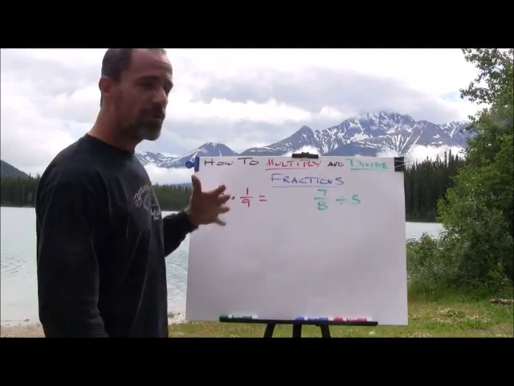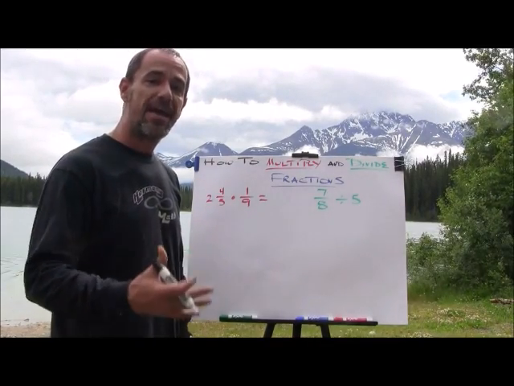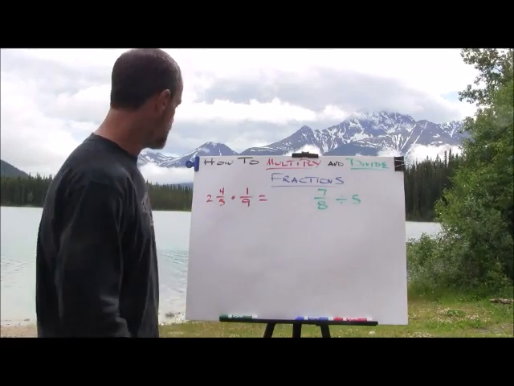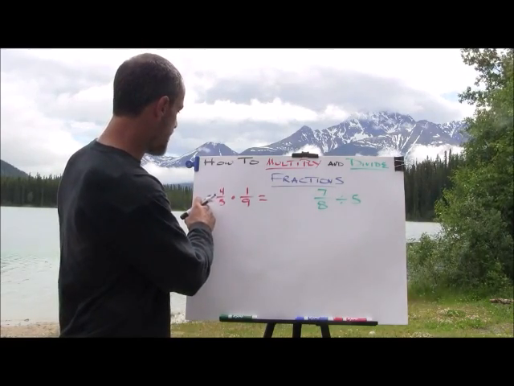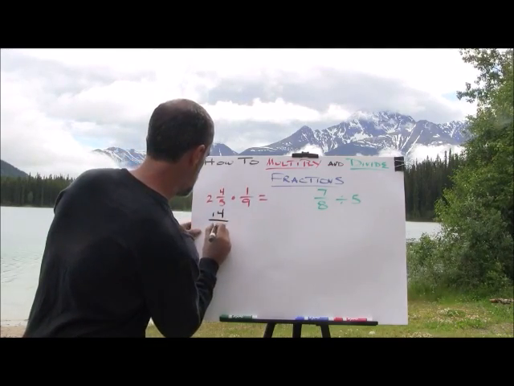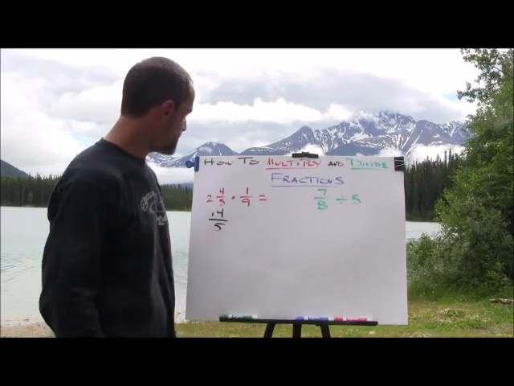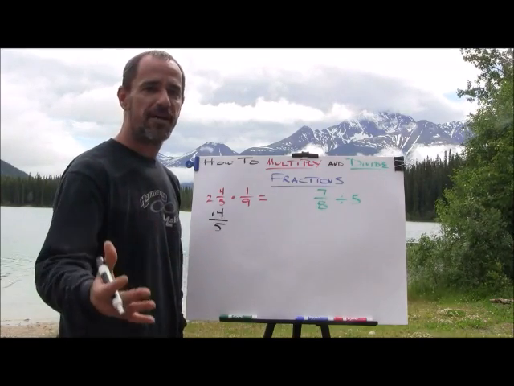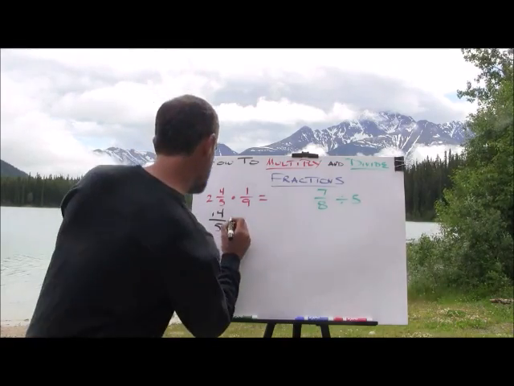Now, in order to multiply fractions, we have to make them look like fractions. So this mixed number, we're going to change it to an improper fraction. 5 times 2 is 10. 10 plus 4 is 14. So our new numerator is 14. We're going to keep the denominator the same. Now, 1/9 is already a conventional fraction, so let's bring it down.